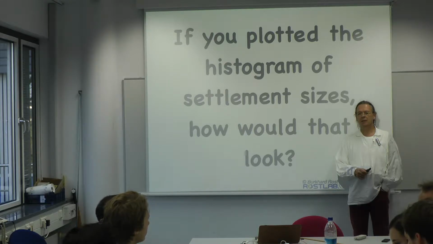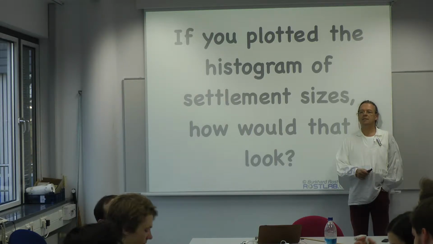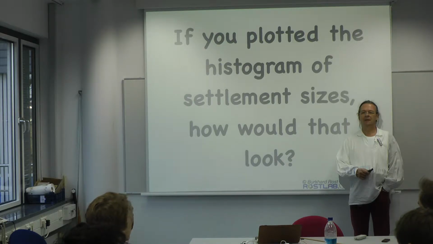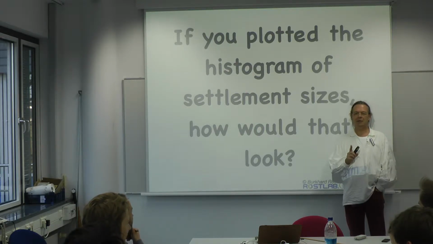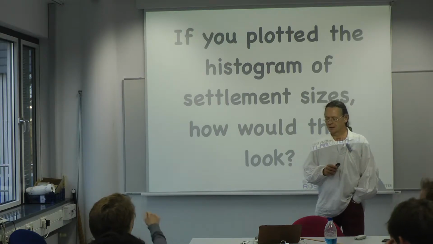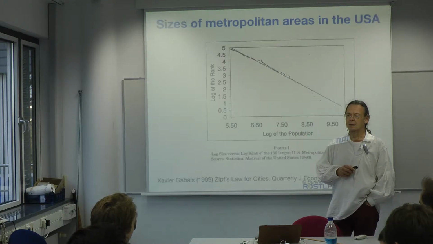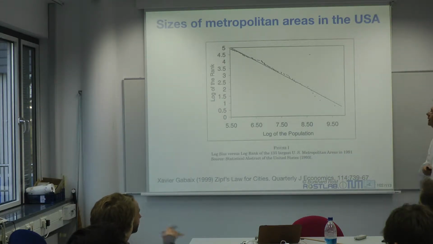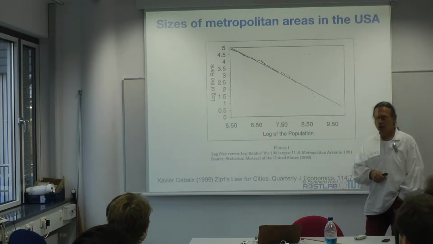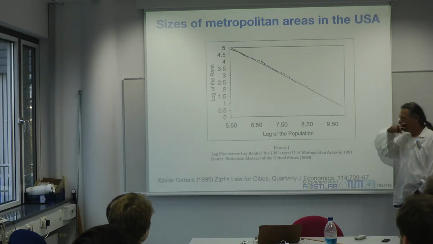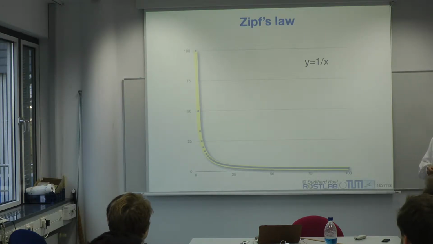So the histogram here is that each bin is a certain size, and then we count the number of settlements. But is it Gaussian? I would say again that it's a Gaussian distribution. No, absolutely not a Gaussian distribution. I would expect a line like the green line, decreasing, where we have a lot more small settlements. This is a log plot, of the largest U.S. metropolitan areas from 1991, and you see pretty much this 1/x, the so-called Zipf law, and Zipf, in fact, invented this 1/x.